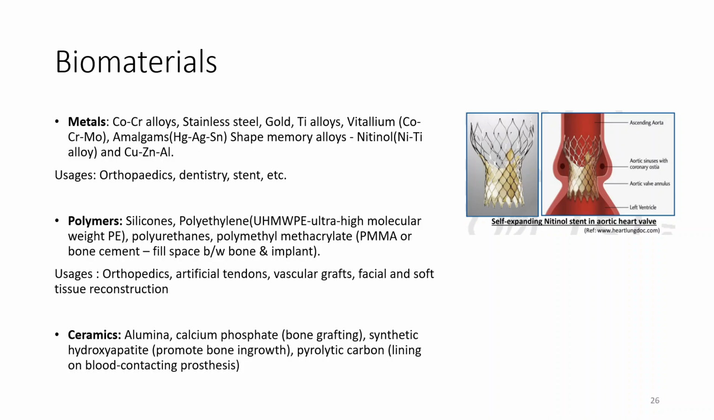In the case of ceramics, there are alumina, calcium phosphate, which is used for bone grafting, synthetic hydroxyapatite, which is used for promoting bone ingrowth, and pyrolytic carbon, which is used as a lining on blood-contacting devices. Here a self-expanding nitinol stent is also shown. Its design is such that it self-expands according to the requirement.